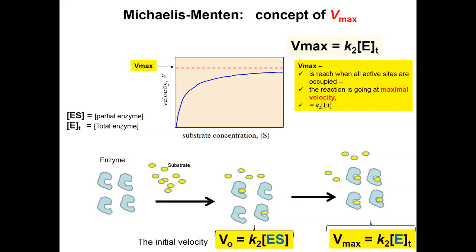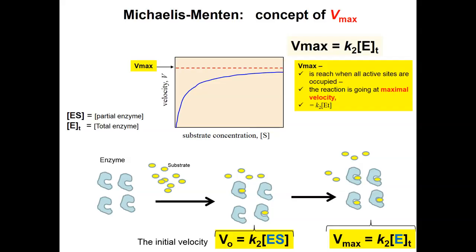At this point, how many of the total enzymes are working? All of them, right? So you reach Vmax. You cannot go beyond that. At V0 here, a portion of the enzyme complexes are working, but when you reach Vmax, all the enzymes are working. That's why it's K2 times ET, but here K2 times ES. Is that clear? Good. Now, if I want to increase the maximal velocity, what can I do?